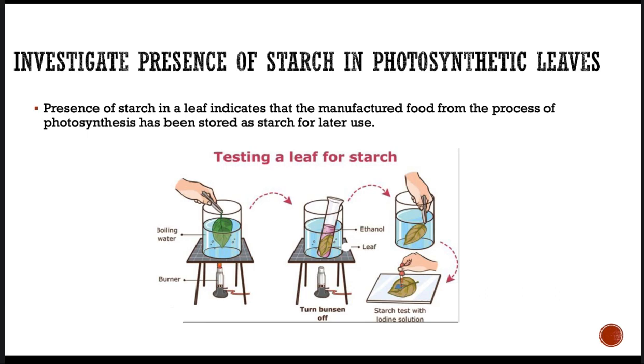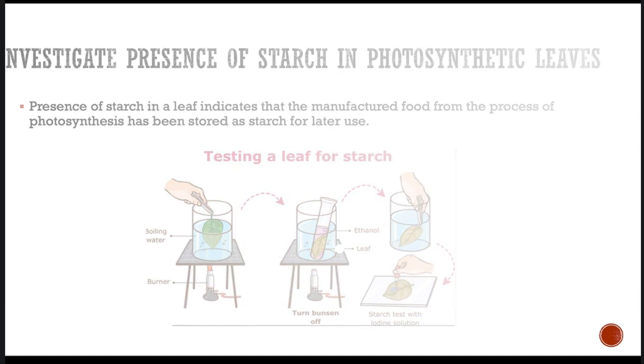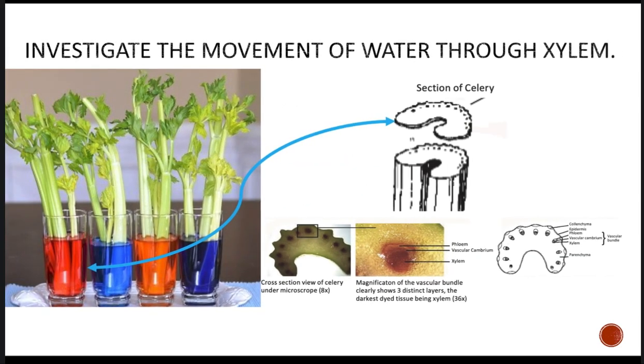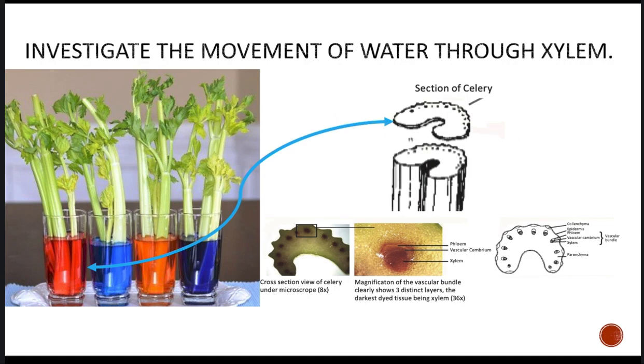You remove the leaf from the ethanol and then you place that on a tile. You spread the leaf. Eventually you just add a couple of drops of iodine solution to test for starch. You shall expect the iodine solution, which is yellowish brown in color, to change to blue-black in the presence of starch.